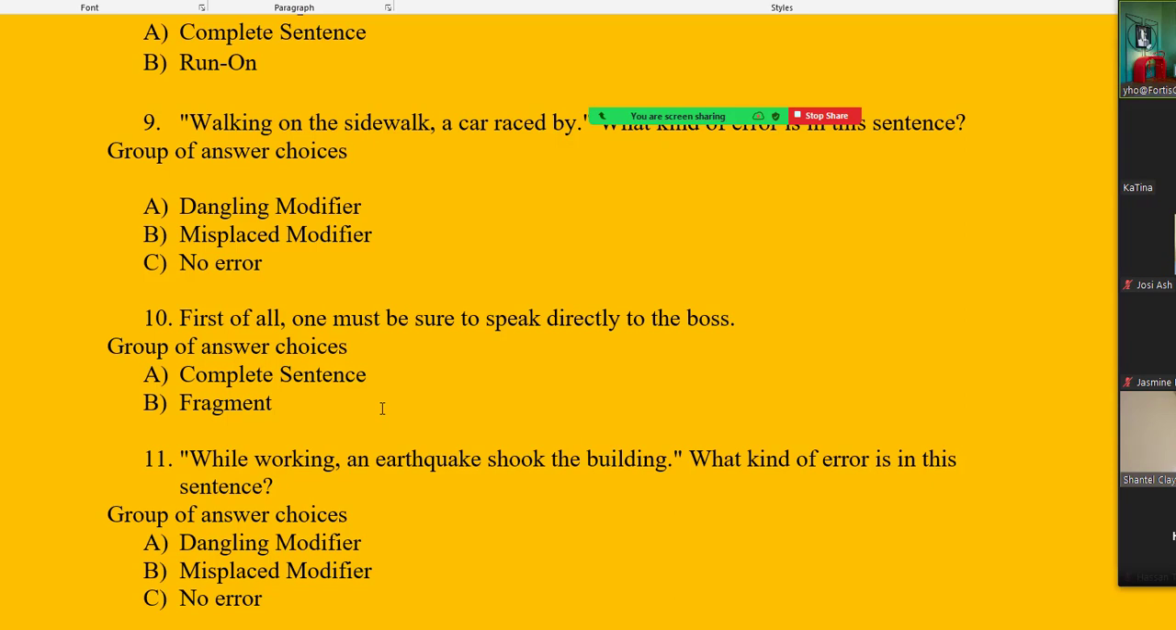First of all, one must speak directly to the boss. Is that a complete sentence or a fragment? Fragment. B. No, it's actually a complete sentence. Yep, one is the subject, must be sure to speak directly. Okay. And so this is a simple sentence.